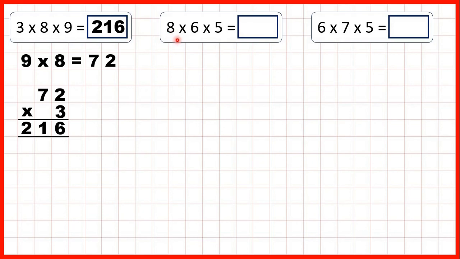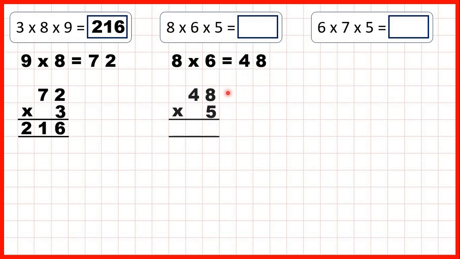Now we have 8 times 6 times 5. If we work out 8 times 6 first, that gives us 48. And then we can take that answer, so take the 48, and multiply it by the other number in our question. 8 times 5 is 40, so using short multiplication, we can write 40 with the first digit above the next place value column along, so above our tens digit.